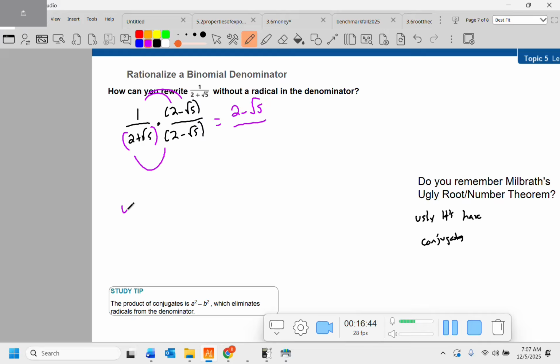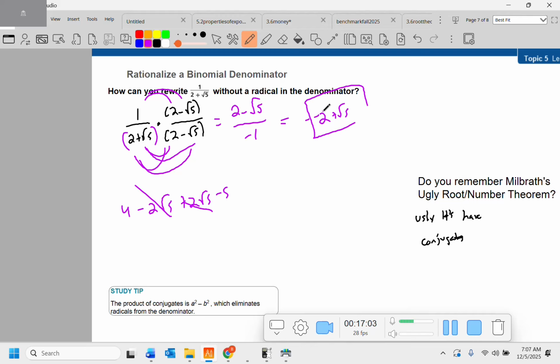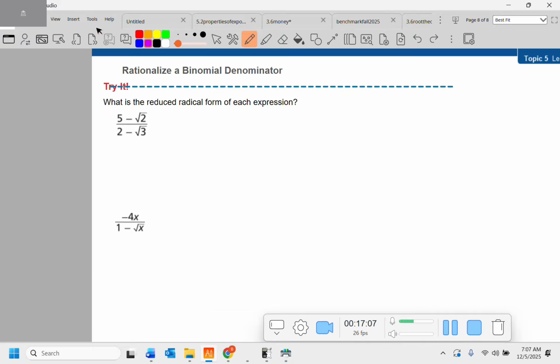Down low, 2 times 2 is 4. 2 times negative root 5 is minus 2 root 5. Sorry, I'm losing my voice. Plus 2 root 5. And then minus 5. Gone, gone. 4 minus 5 is negative 1. Distribute the negative symbol. Negative 2 plus root 5 is the correct answer. Easy peasy lemon squeezy. All right, we're going to do the same thing. The conjugate of 2 minus the root of 3 is simply 2 plus root 3.